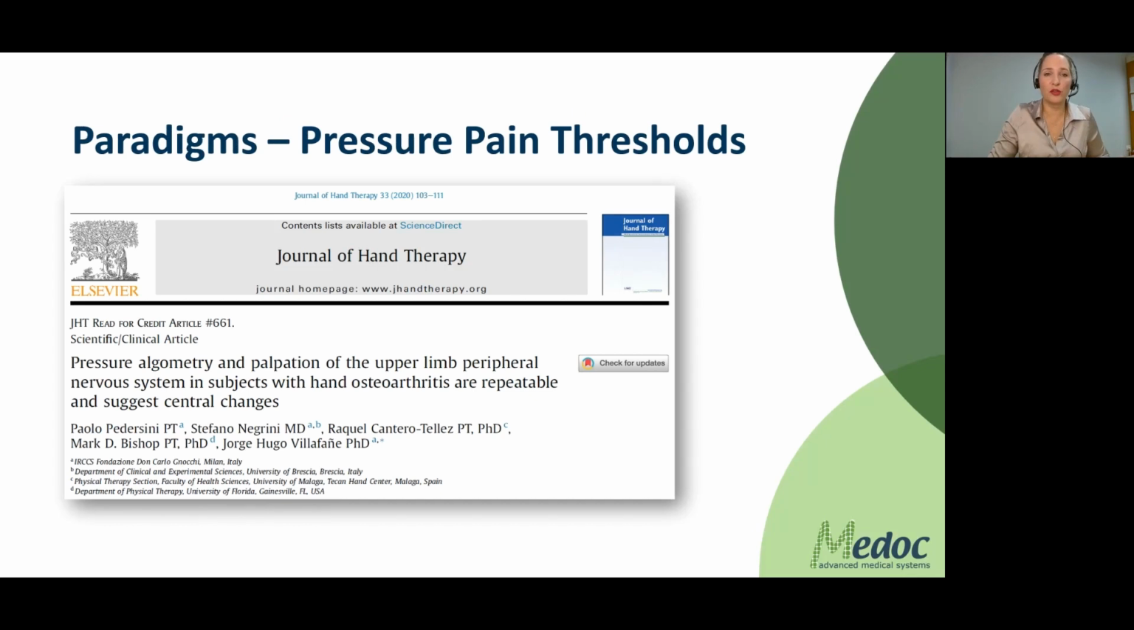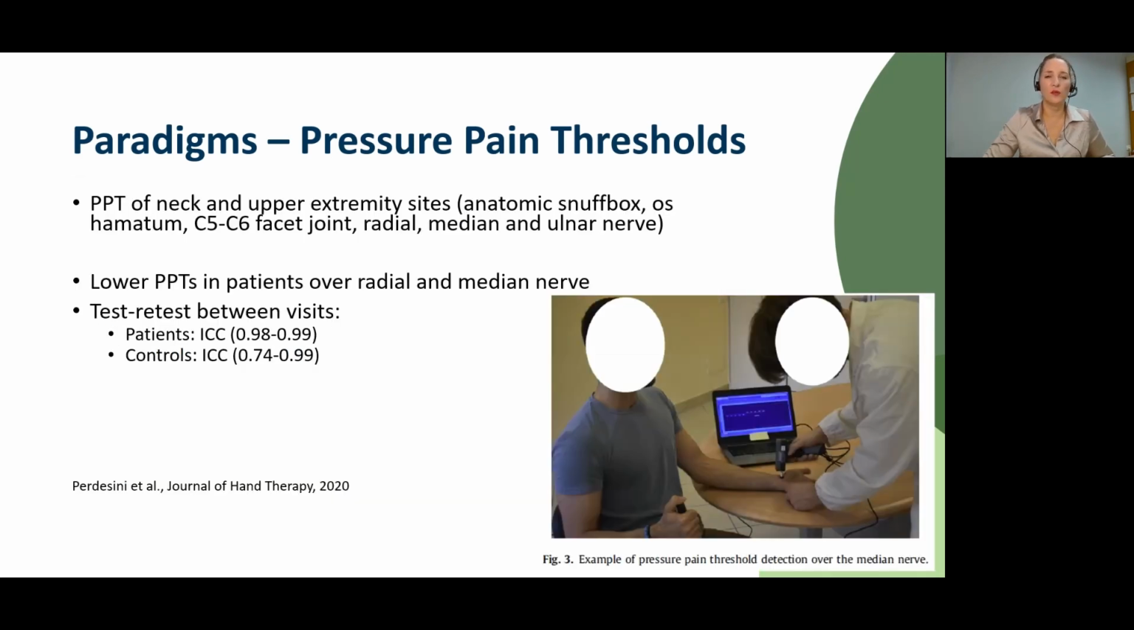So to talk about the paradigm of pressure pain thresholds, this was a very nice study out of Italy where they tested patients with hand osteoarthritis, and they tested them on several body sites and they compared them to healthy controls. And the program parameters were not mentioned apart from doing each test on each body site 3 times. And they tested the pressure pain threshold on the anatomic snuff box. So you would expect people with hand osteoarthritis to be painful here, and also on the hamate bone, but also on the C5, C6 facet joint, the radial, the median, and the ulnar nerve in the forearm.